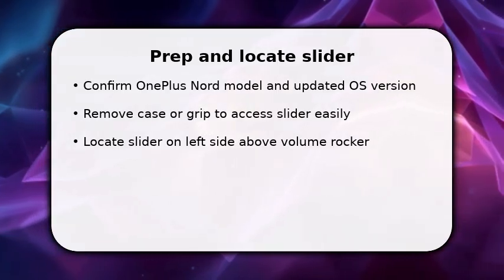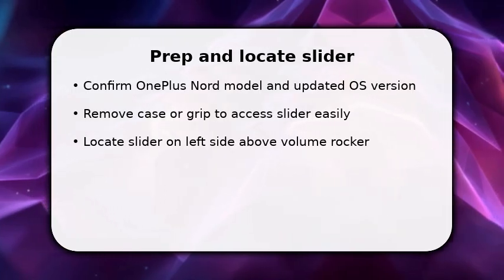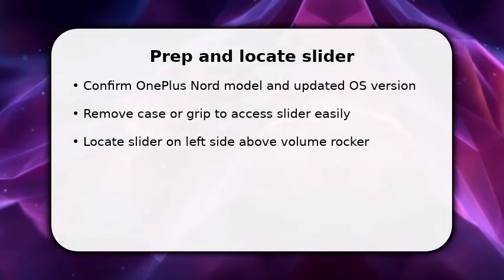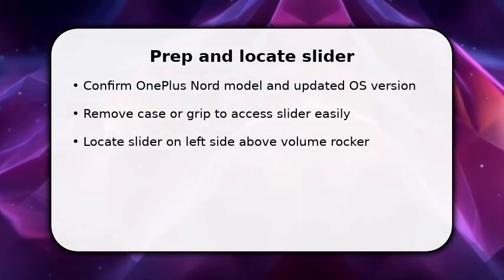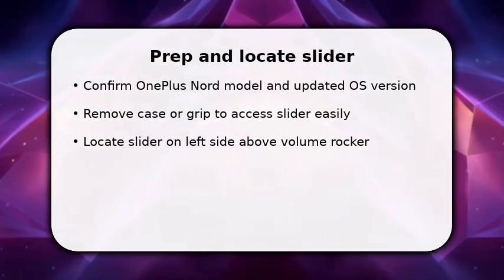Find the 3-position alert slider above the volume keys. Once located, move it carefully to feel the 3 distinct detents. This physical feedback tells you which mode you're selecting and prevents accidental toggles during use.